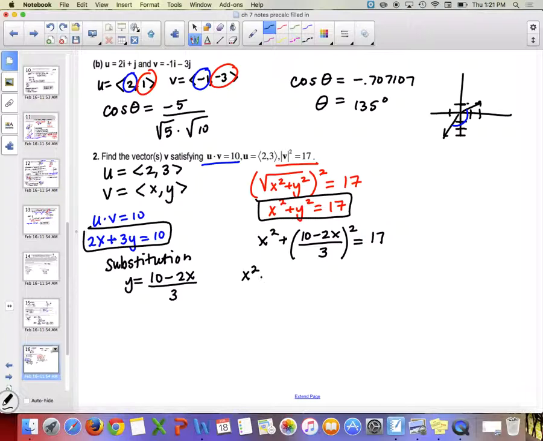So I'm going to have x squared. When I FOIL 10 minus 2x times itself, you can do it off to the side if you need to, you're going to get 100 minus 40x, right? Minus 20x plus 4x squared all over 9 equals 17.